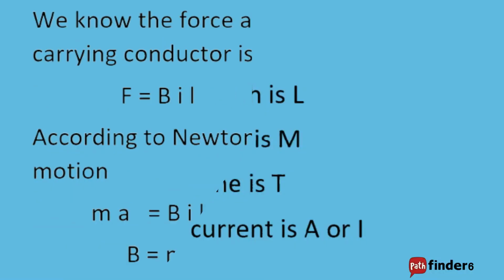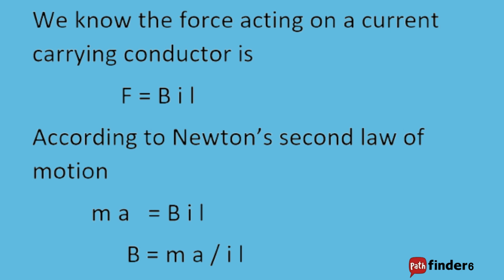We know the force acting on a current carrying conductor is force F is equal to BIL. According to Newton's second law of motion, force F is equal to ma, where m is mass and a is acceleration. Here dimensions of acceleration is LT^-2. Therefore ma is equal to BIL. B is equal to ma by IL.